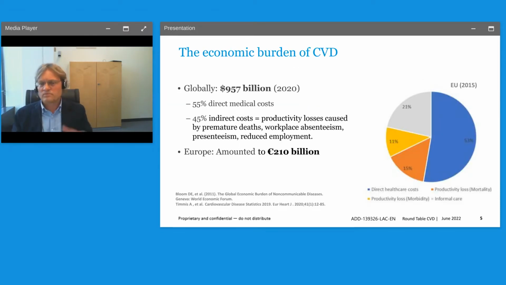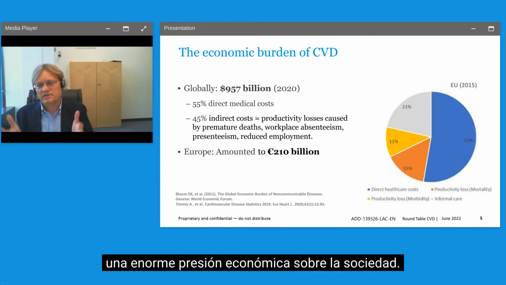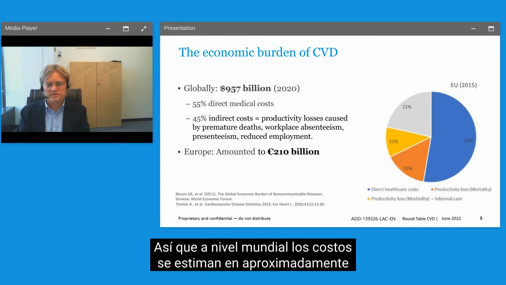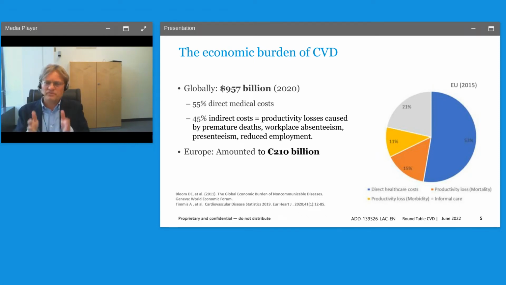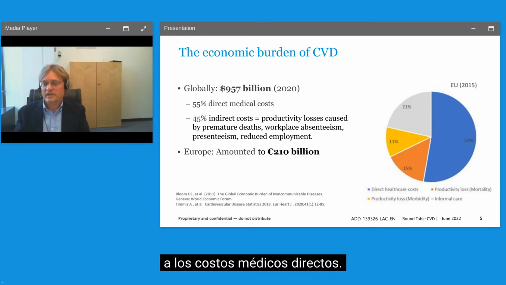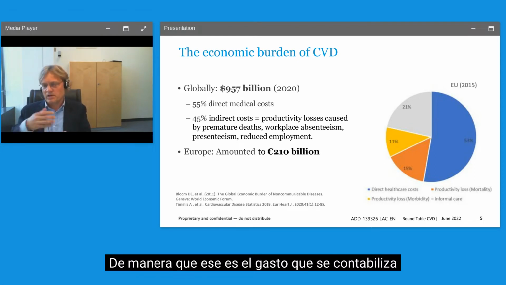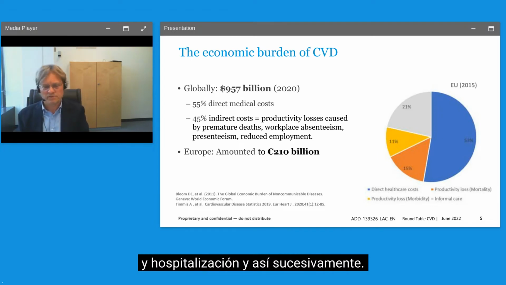Okay, so obviously this gap really puts an enormous economic pressure on society. Globally, the costs associated with CVD are estimated at about $1,000 billion, and only about 50% is accounted for by direct medical costs. That is the spending for diagnostics, treatment, hospitalization, and so forth.